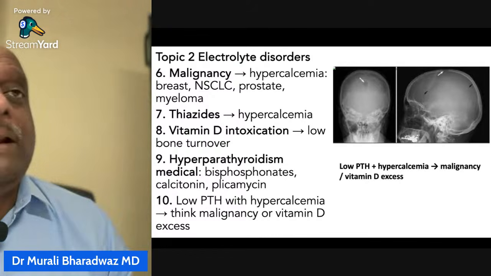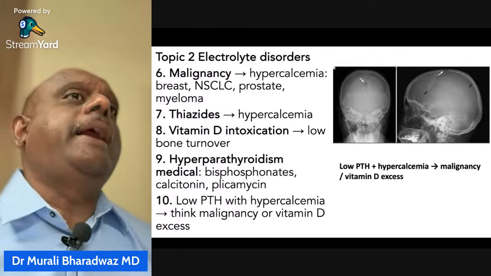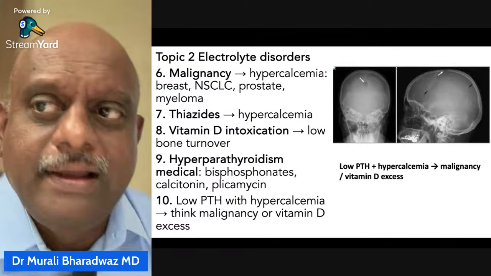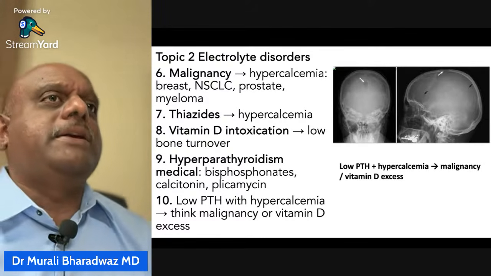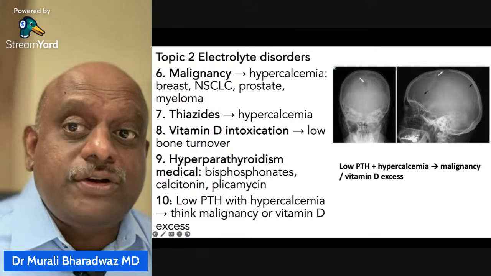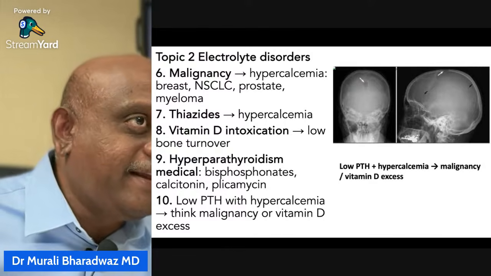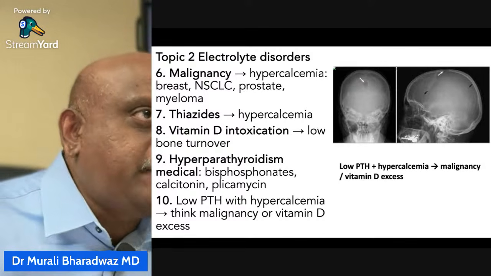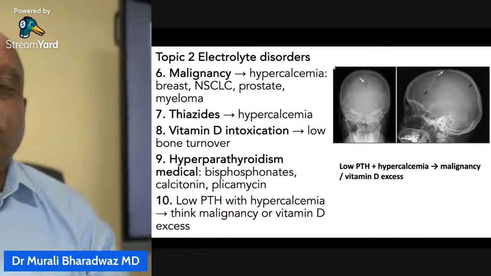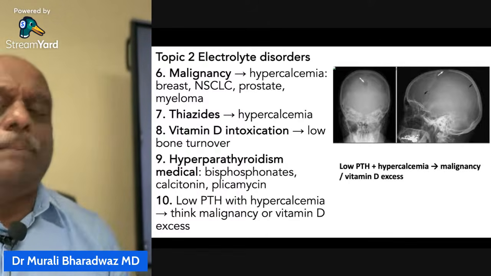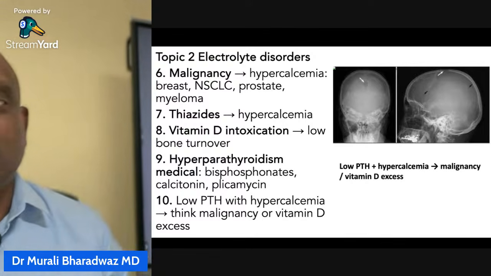So whenever hyperparathyroidism is there, how do you treat that hypercalcemia? We give bisphosphonates, calcitonin, plicamycin. So don't get confused between calcitonin and calcitriol. Triol is vitamin D. Calcitonin is the opposite. It leads to lowering of the calcium. So bisphosphonates, calcitonin, plicamycin are the treatment.